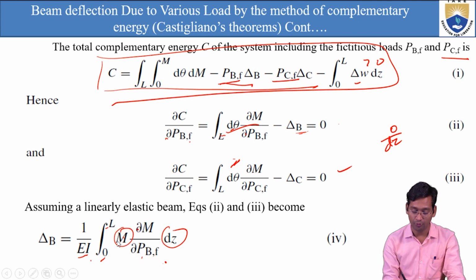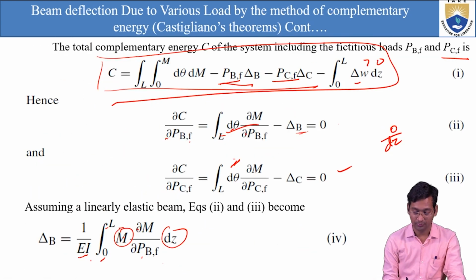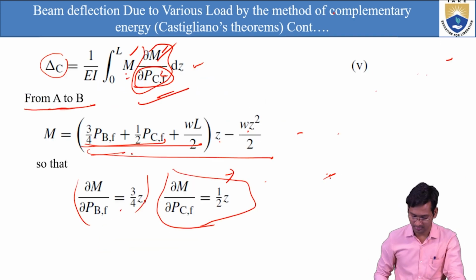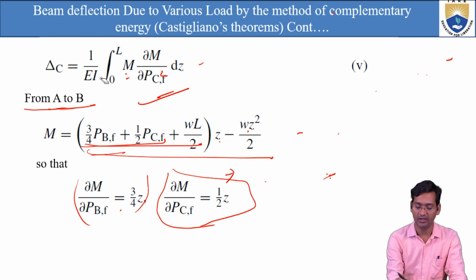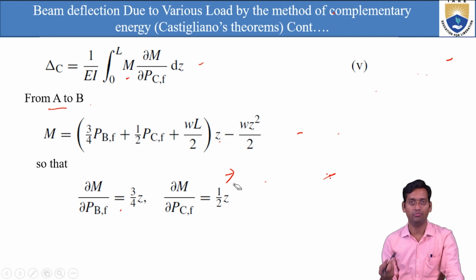Now what we have to do? We have to find the moment. So this is for delta B. Similarly for delta C, this will be M into del M by del PCF into dz, with 1 by EI outside, and that equals delta C from the equilibrium condition, right? So this is the delta C. Now we have to find the moment in terms of whatever load is acting.